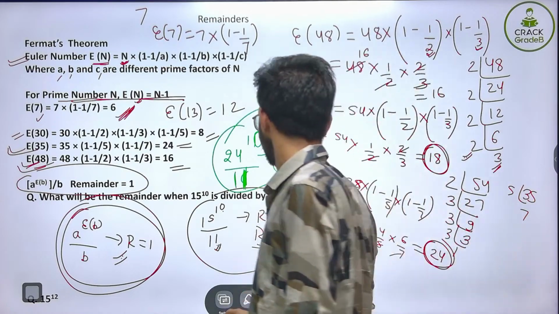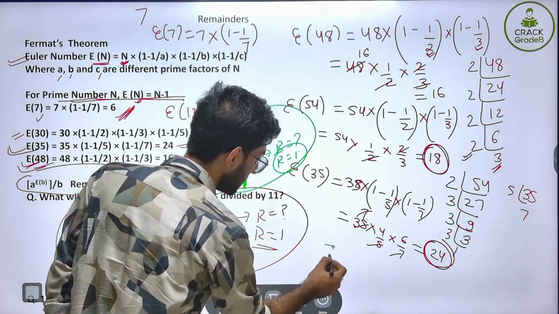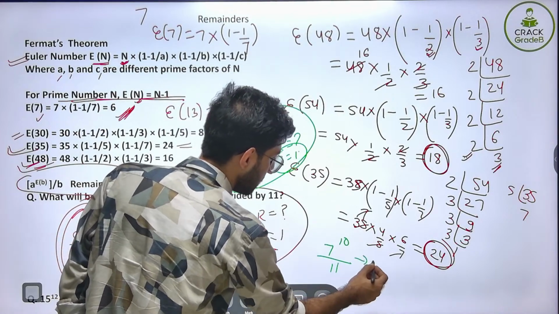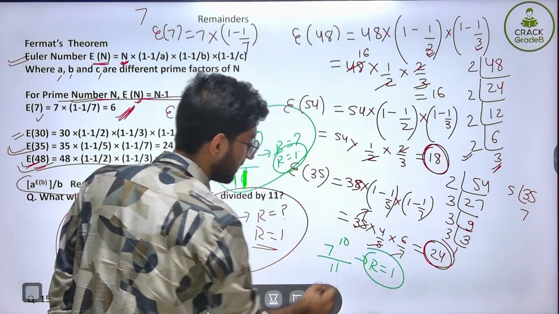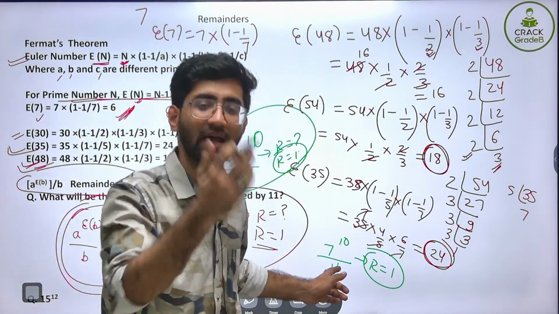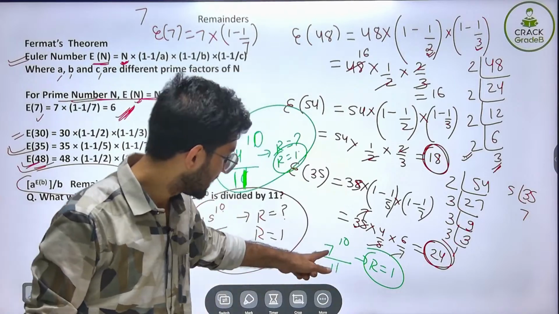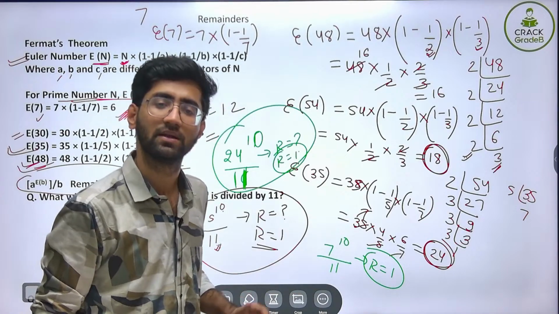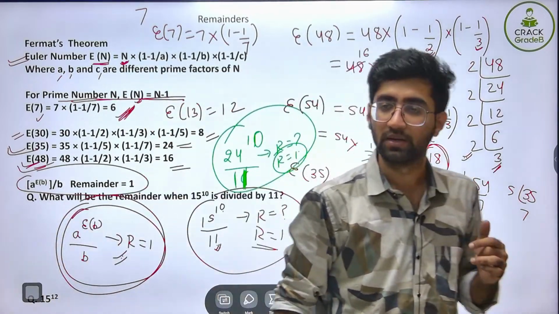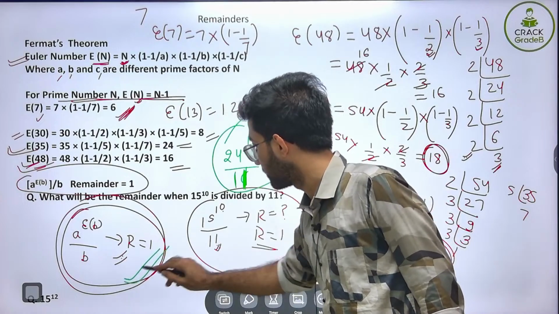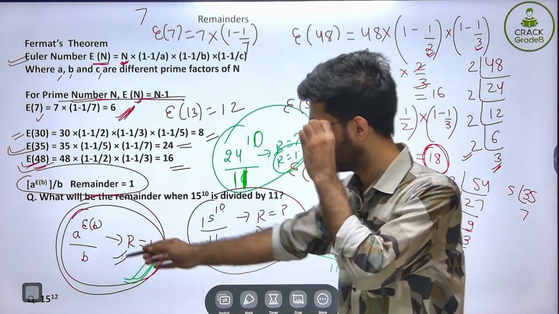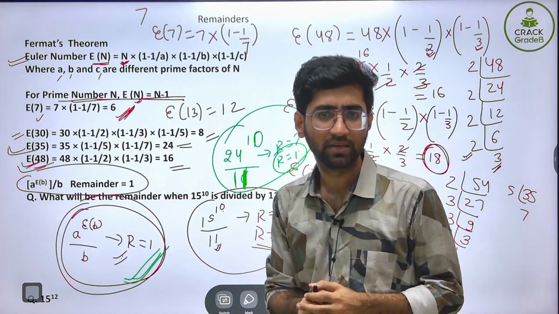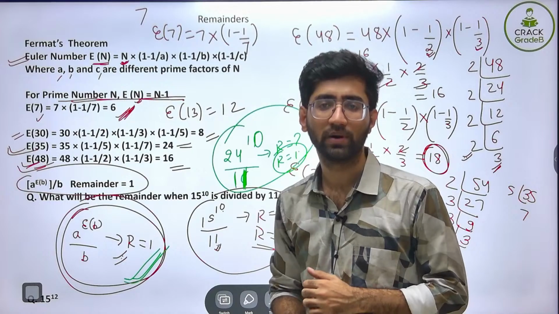If I ask you to divide 7 to the power 10 by 11, what will be the remainder? Again, the remainder will be 1. We don't have to think anything about the base. If you see that the power 10 is the Euler number of 11, the remainder will be equal to 1. So you need to remember Fermat's theorem, that if you divide a to the power Euler number of b by b, you will get remainder equal to 1.